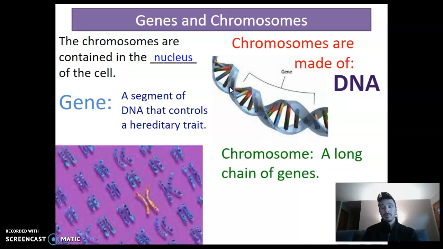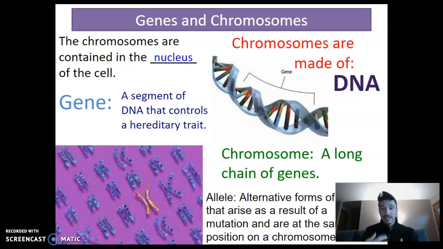And you can think of a chromosome as basically just a long chain of genes, right? It's kind of what DNA is. DNA makes up chromosomes, and if you think of DNA as a long chain of genes, then you just have to think of chromosomes as a long chain of genes.